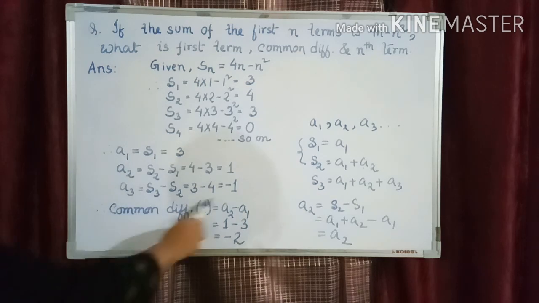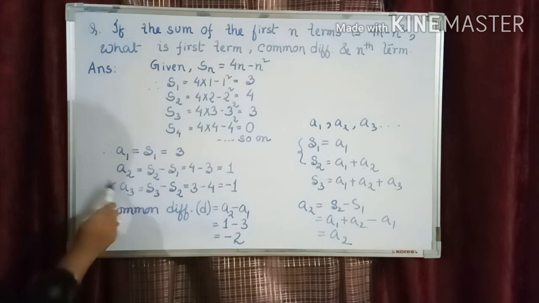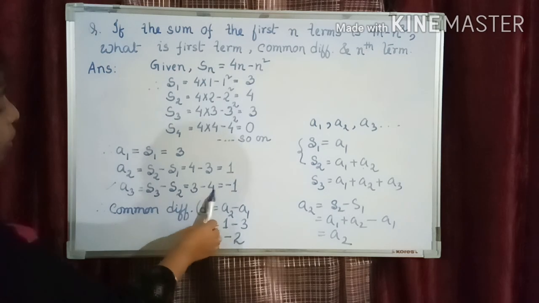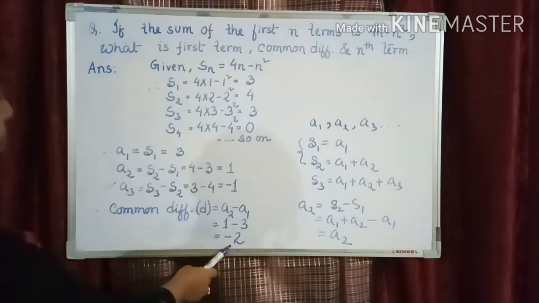This is not asked, but only to explain it more I am writing the extra term a3. a3 equal to S3 minus S2. Then 3 minus 4 equal to minus 1. After that, easily we can find out the common difference. Here the common difference is minus 2.